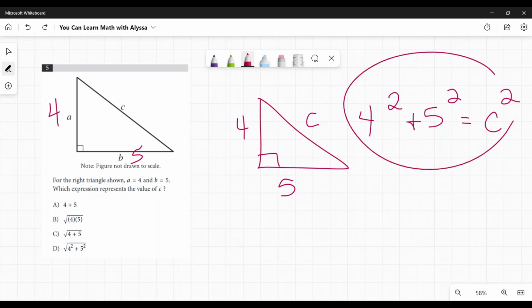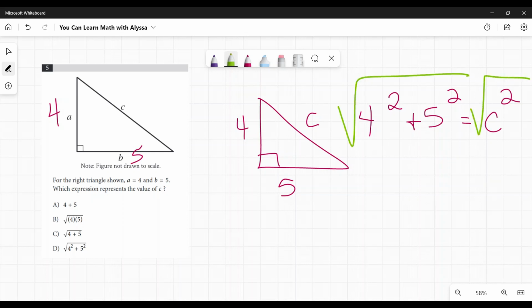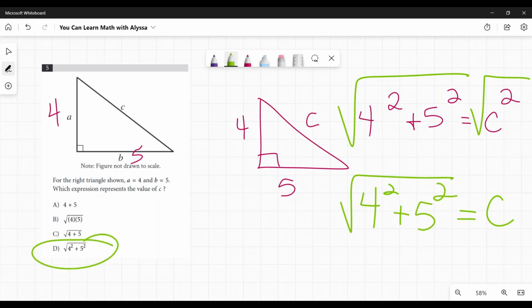So at this point, 4 squared plus 5 squared equals C squared. If I wanted to solve for C, I would take the square root of both sides, and that would leave C by itself. And on the other side would be the square root of 4 squared plus 5 squared. And that's D. That's as far as I have to go. I don't actually have to use my calculator for this one. I just have to know what the Pythagorean theorem is and then be able to solve for C.